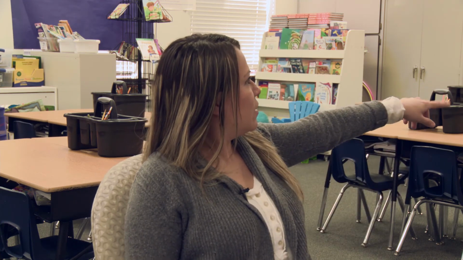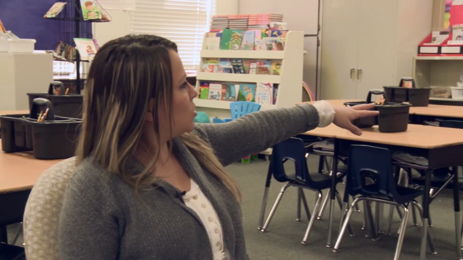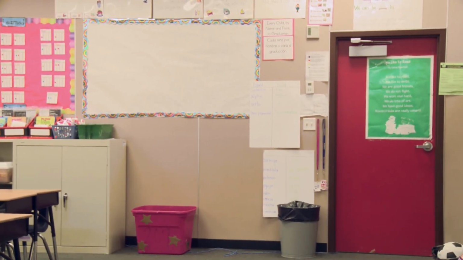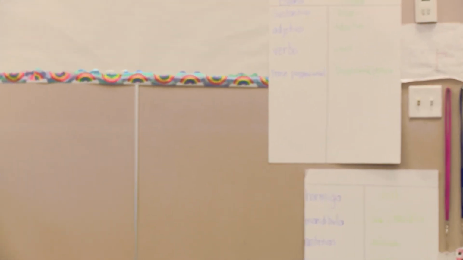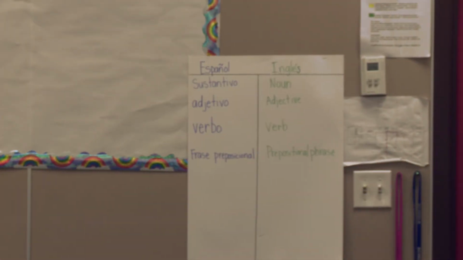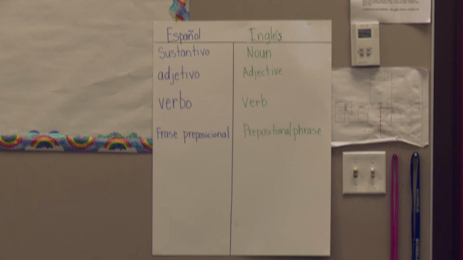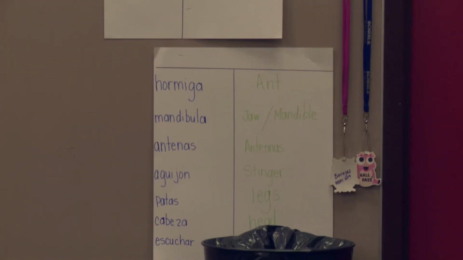You can see some of the posters up here, how I bridged the insects that we worked on. They did hormiga with ant, mandíbula with jaw, and antenas with antennas. That was one of the bridges we did at the end of one of our lessons prior to this one.